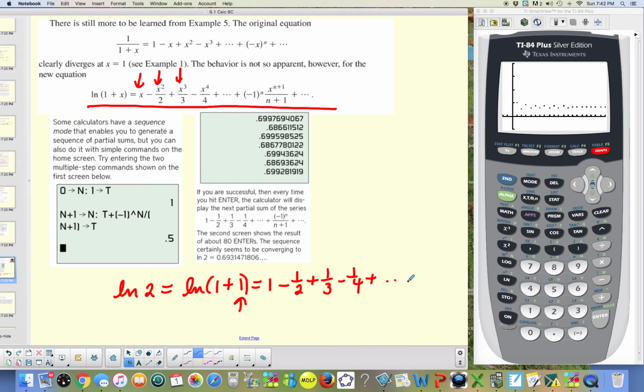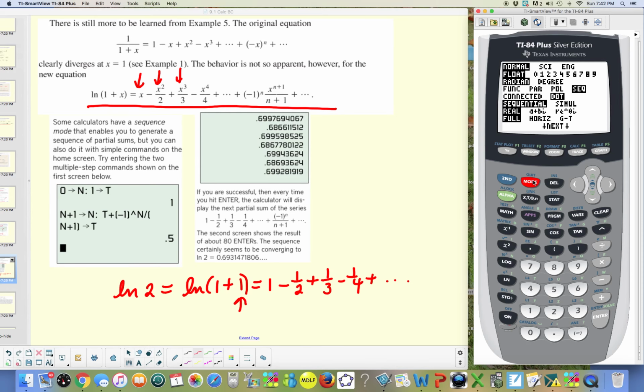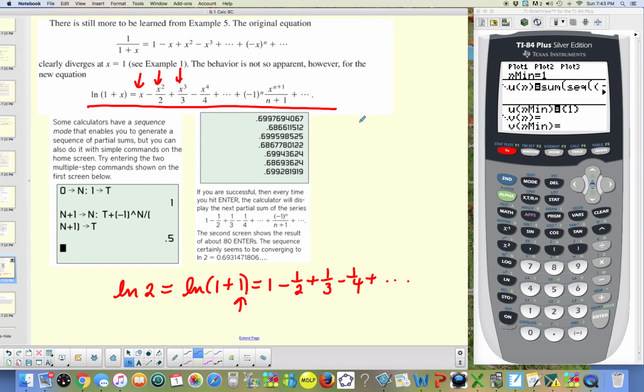Now in this page it shows how you can do it by avoiding the sequence mode, and I want to show you how we can use the sequence mode. So again, I'm in sequence mode, dot. I'm going to go to y equal, and I'm going to show you that we want to find the first partial sum. The first partial sum is going to be 1. The second partial sum will be 1 minus 1/2, which is 1/2.